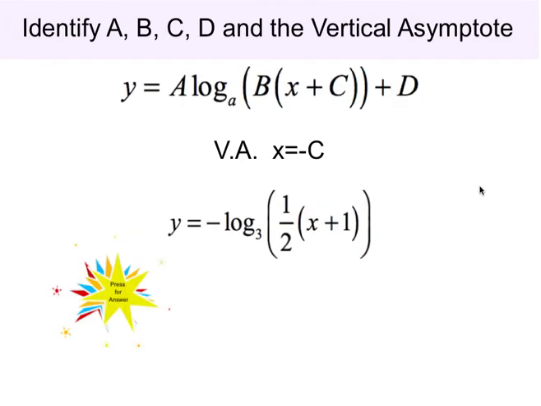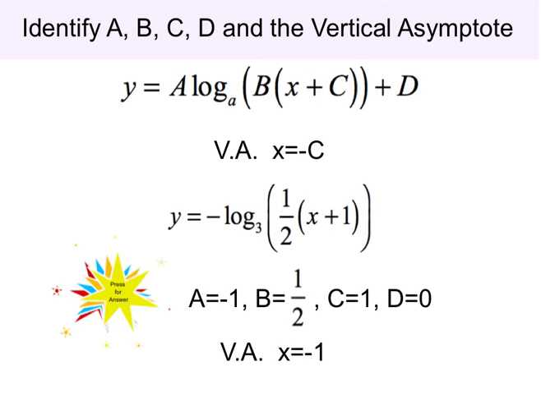Now, the next thing you should do is identify what A, B, C, and D are in this graph, and also the vertical asymptote. Notice that my vertical asymptote is only affected by any kind of horizontal shift. So my vertical asymptote is going to be x equals the opposite of C. Press pause when you're ready for the answer again. Press play. So my vertical asymptote is at -1. A is -1, it's the number in front of the log. B is a half. C is 1. Notice the half is factored out. D is 0.